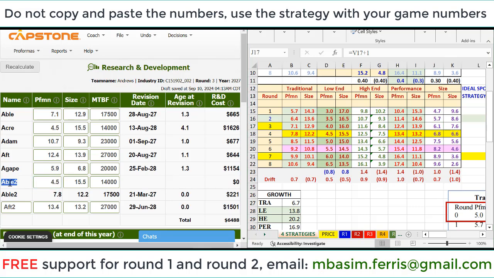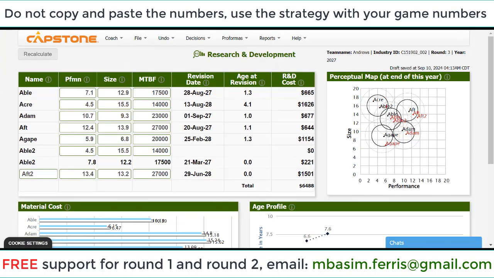We developed this product in round 1, this product in round 2, and this product we developed in round 3, and in later rounds we can lead the game with top sales and profit.